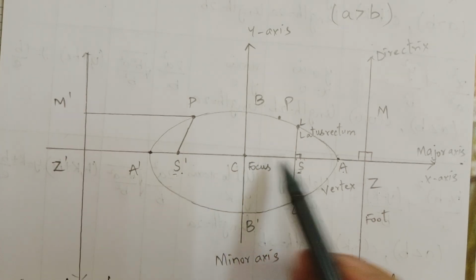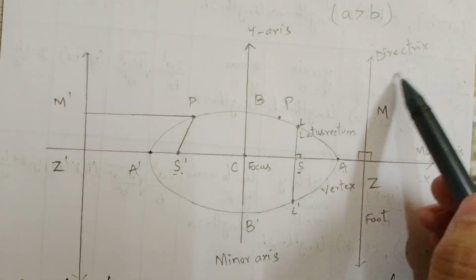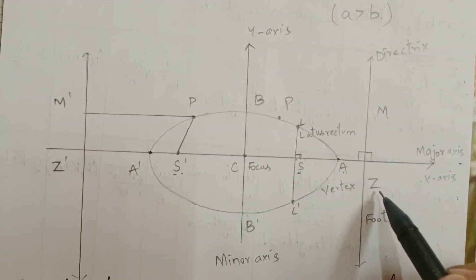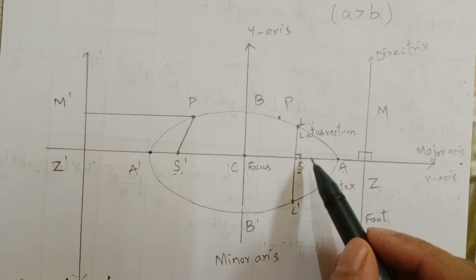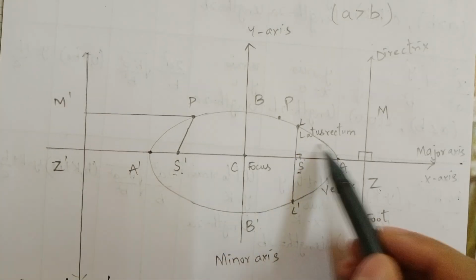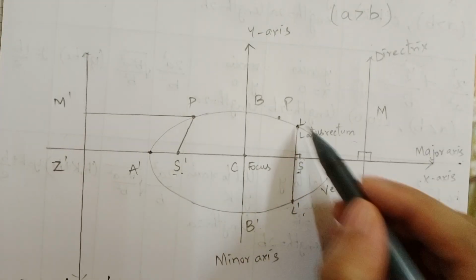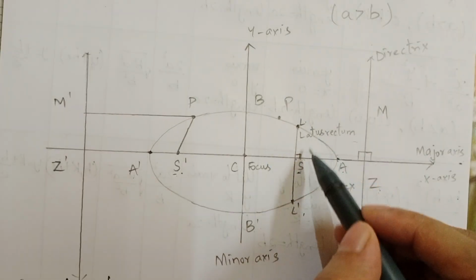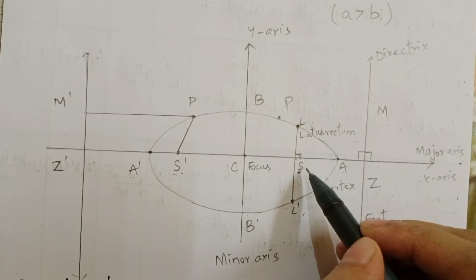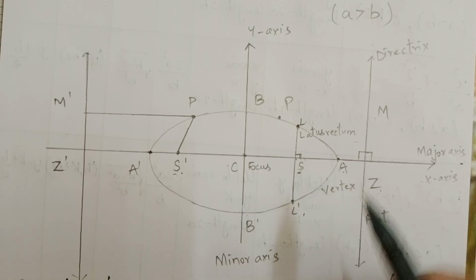And we can draw a perpendicular line to the x-axis, which is called the directrix, denoted by Z and Z dash. And there is a latus rectum, which is called L L dash, and this is nothing but a line segment. A latus rectum is a line segment which passes through the focus and is perpendicular to the major axis of the ellipse.